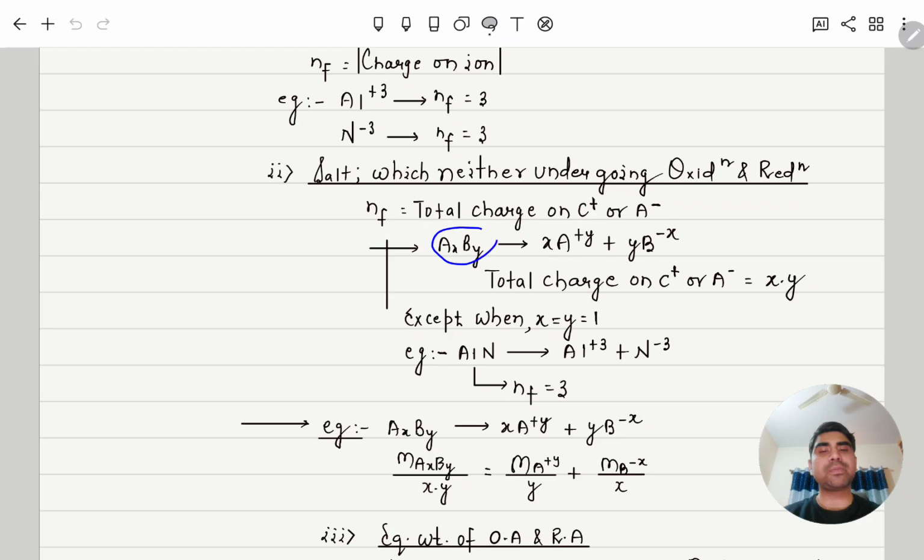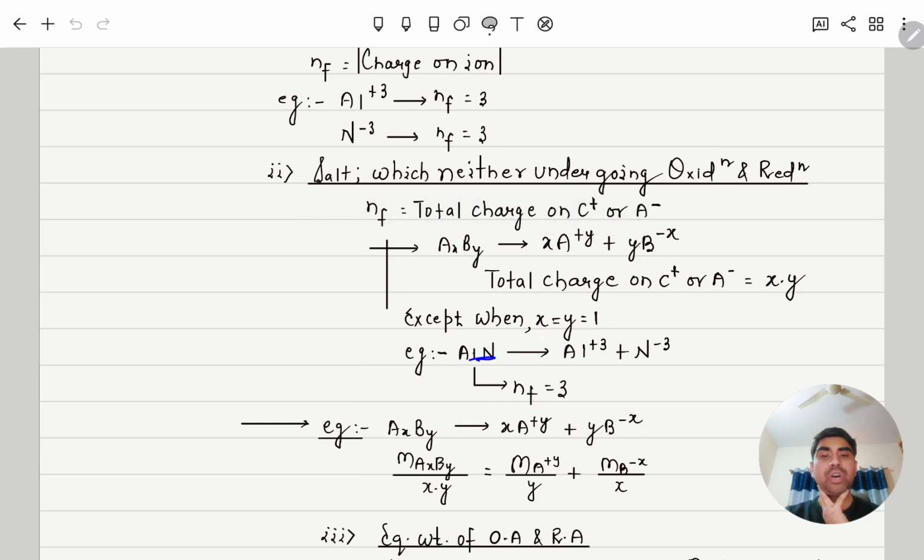So here you can see AxBy. You can break this one. By crisscross, A^y+ and B^x-, and by conservation of atoms also, total A is x, so x A^y+, and total B is y, so y B^x-. So what is the total charge on either cation? x into y. Total charge on anion? y into x, meaning xy. Except when x and y in a binary compound are 1, at that time you have to break the compound. Otherwise you can just do the shortcut x into y.